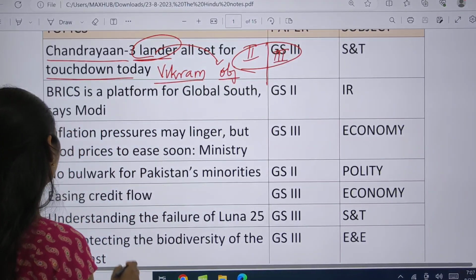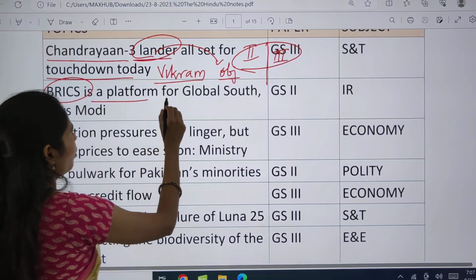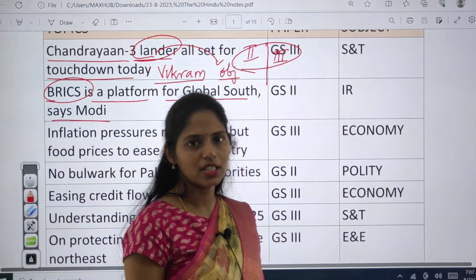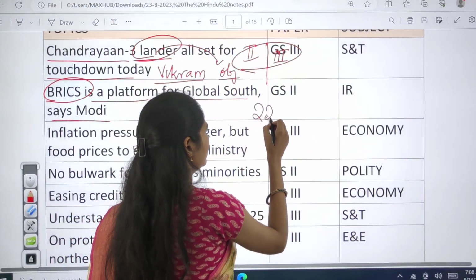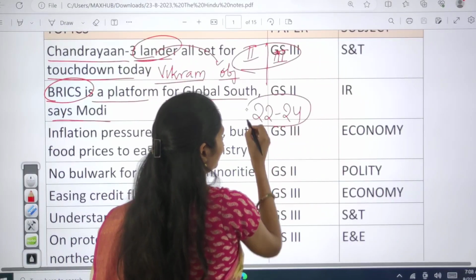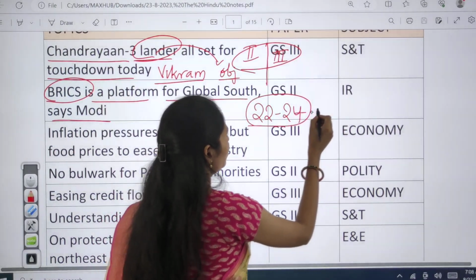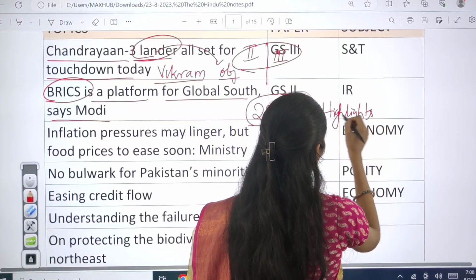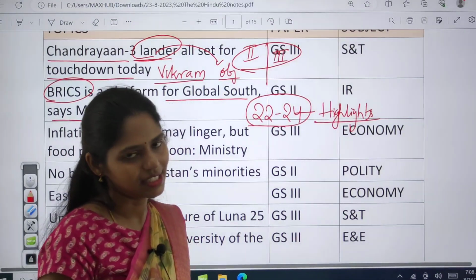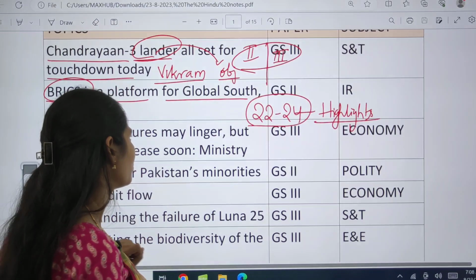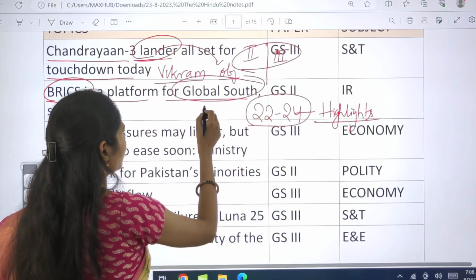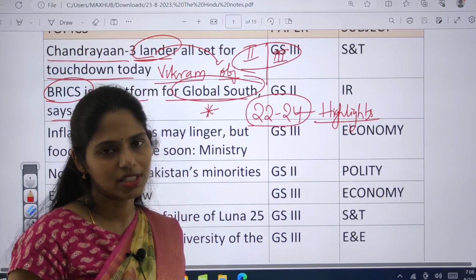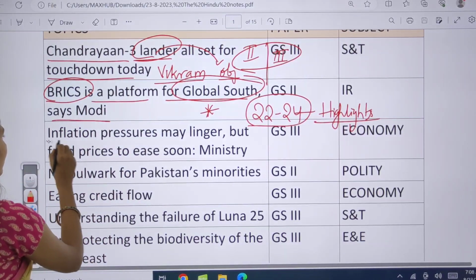The next topic is about BRICS being a platform for the Global South, says Modi. We already know that the BRICS summit is going on in South Africa, which started yesterday and is going to end on 24th August. Till now we do not have any highlights of this summit. Once the summit is done, we will get the highlights, and there we will have a detailed discussion. But why did I select this topic? Because of this word, Global South. You have to understand what this Global South is, and you have to see the map of the Global South also.